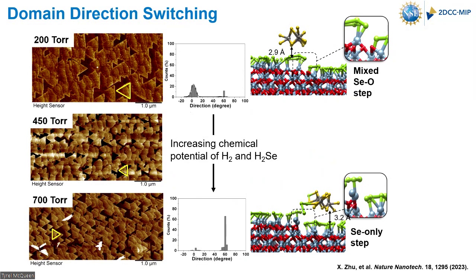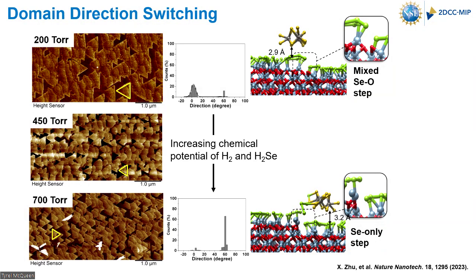That's consistent with their model, where if we haven't completely removed the hydroxyl groups, then the top edge is going to be the preferred site. But if we increase the reactor pressure, we're effectively increasing the chemical potential of hydrogen and hydrogen selenide, and so we would more completely passivate the surface. They predict then that the bottom edge of the step should be the preferred site. And we indeed see a complete flip of the preferred orientation.